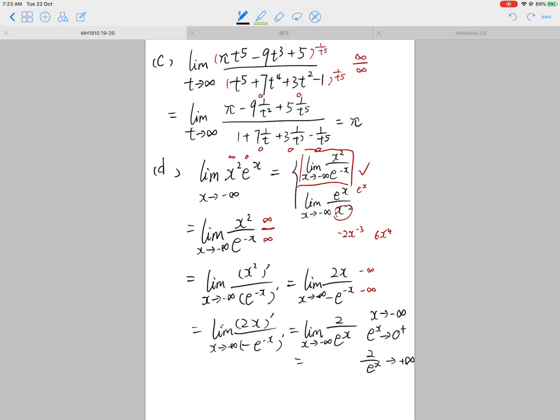Yeah, here's a mistake, right? When you do the derivative, it will be negative e to the power of negative x. So x is approaching negative infinity, then negative x is approaching positive infinity, right? So e to the power of negative x is approaching positive infinity. So 2 over e to the power of negative x is approaching 0 from the right side. So the result is 0. Okay.